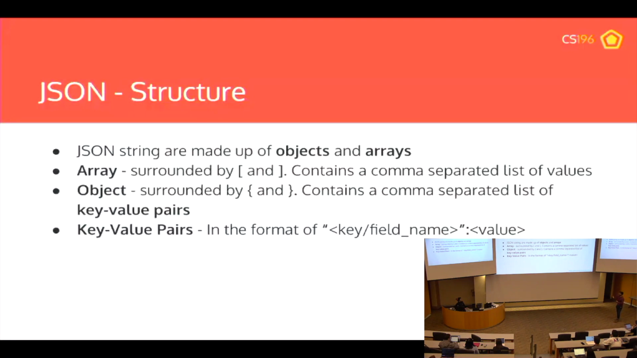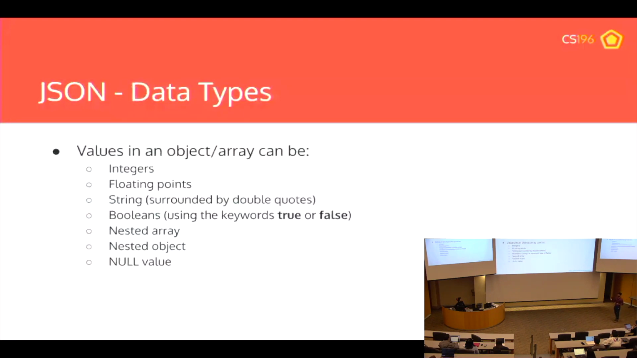So let's see this in practice. Or first, let's go over data types. My bad. So there you can have different kinds of types in JSON. So here's the main ones. You can have integers, floating points. Those are your numbers, whole numbers, decimals.